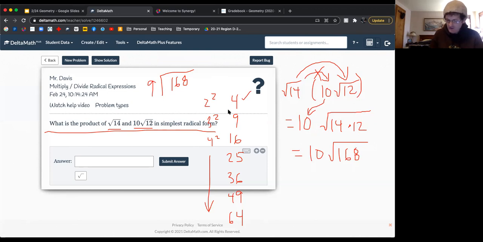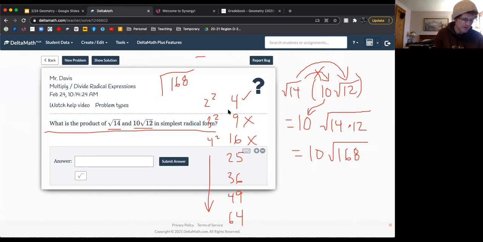So if I divide 168 by 9, I get a really weird decimal, 18.6 repeating. So that one doesn't work, and I don't want that. All right, so let me erase that. Let me try 16. So I'm going to do 168 divided by 16. Again, I get a decimal if I try that. I get 10.5. So that one doesn't work.